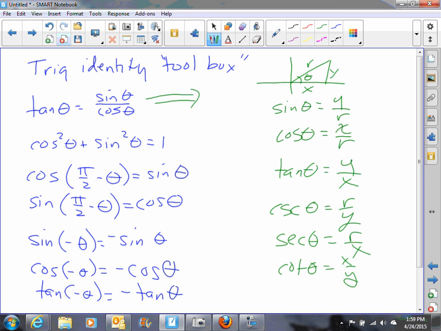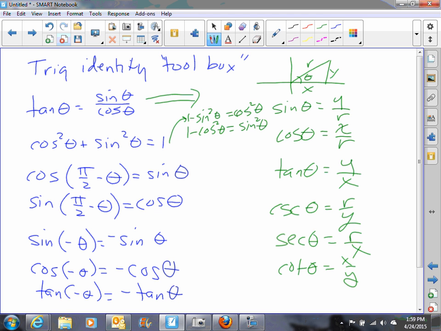Now, a lot of times when you're verifying trigonometric identities, we have these identities in our toolbox. Let me mention just a couple more. Because of the cosine squared plus sine squared is equal to 1, we get 1 minus sine squared theta is equal to cosine squared theta, and 1 minus cosine squared theta is equal to sine squared theta. So we can make that substitution if we want.